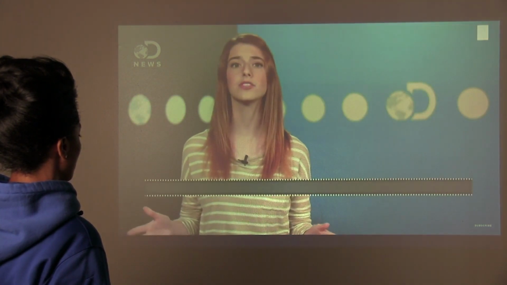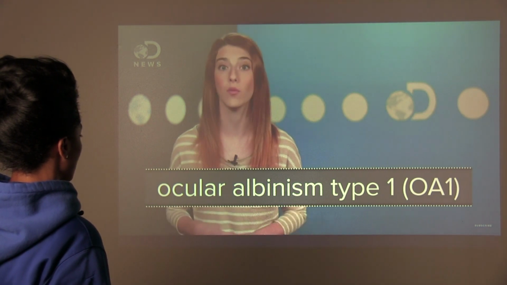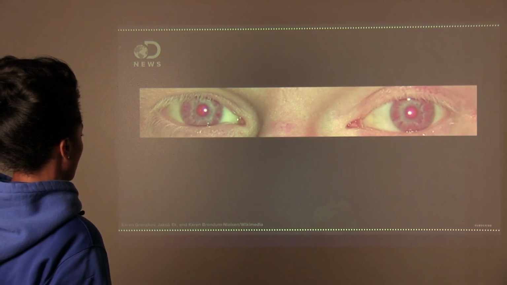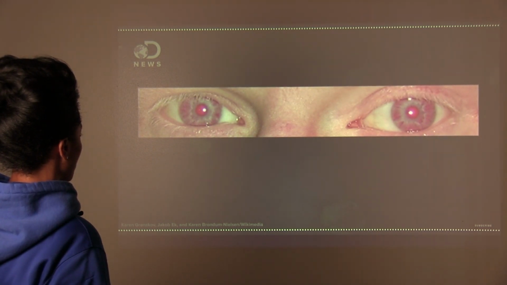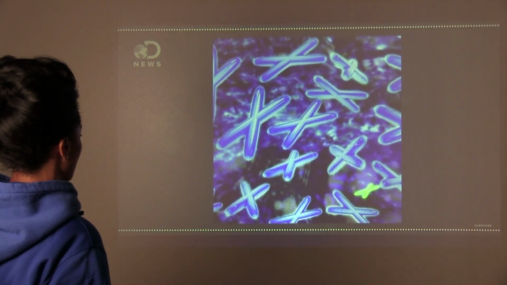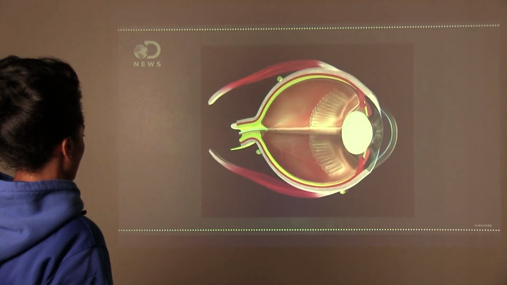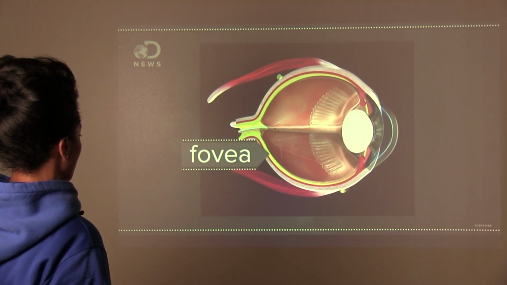Another type of albinism is ocular albinism type 1, OA1, also called Nettleship-Falls syndrome. Much like its name suggests, only the eyes are affected by the genetic mutation, while hair and skin will remain the same. This happens only when the genetic mutation of an X chromosome is inherited, so it occurs mostly in males. The eyes will appear bluish pink. The iris is super translucent, and the most important part of the eye, the fovea, which is responsible for a sharp image, does not develop properly.